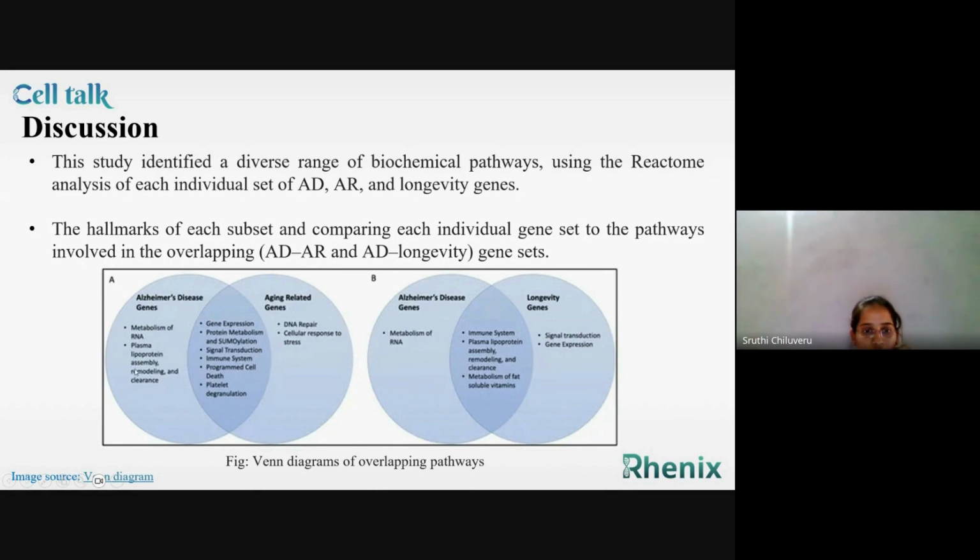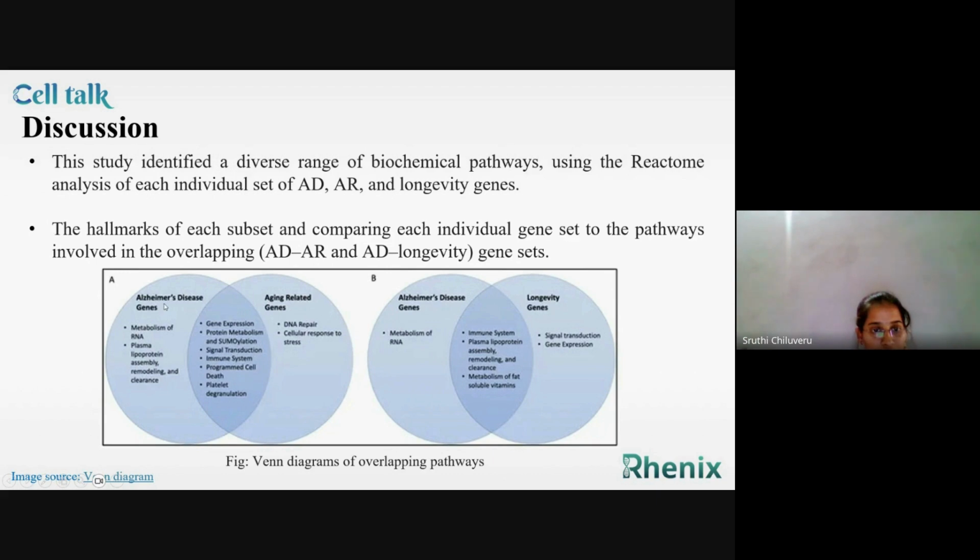As you can see in the Venn diagram, here it is the Alzheimer's disease genes, and here it is the aging-related genes. From the Venn diagram, we can see that the Alzheimer's disease genes, the aging-related genes and the longevity genes were variants. And in the middle, we can see these are the overlaps.